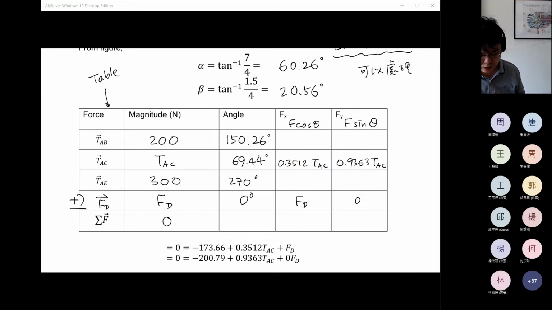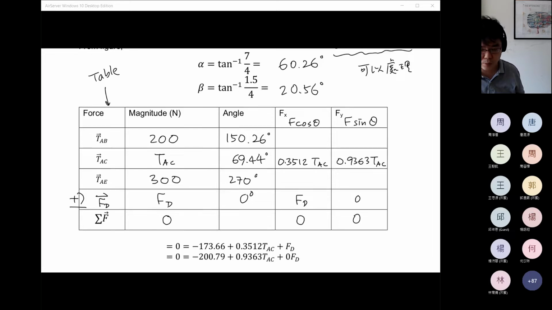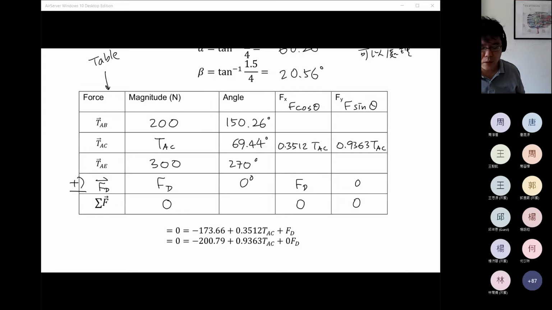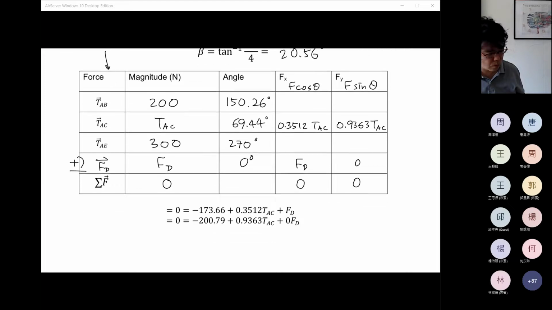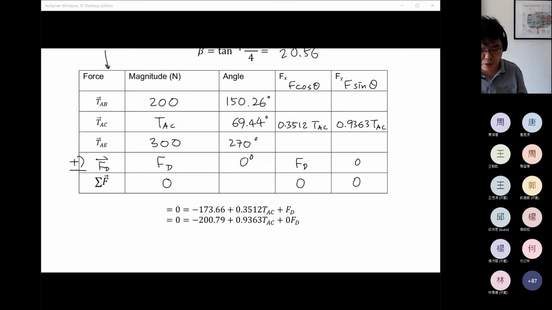Because when all forces added together is equal to 0, you have this. Next, please, after the class, can you fill in all these blanks? Fill in the blanks means this one. After the class you can fill in the blanks.